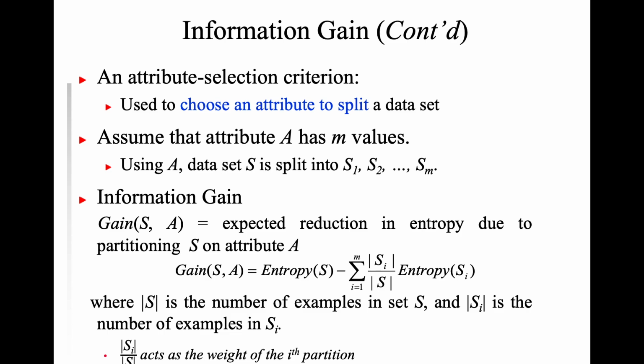Now, why do we have here Si over S? These two reflect the number of examples in set S and the number of examples in set Si. For example, the number of examples in the original data set and the number of examples in one of the subsets. So it's kind of normalizing, right? You can think of it as the weight of that partition.